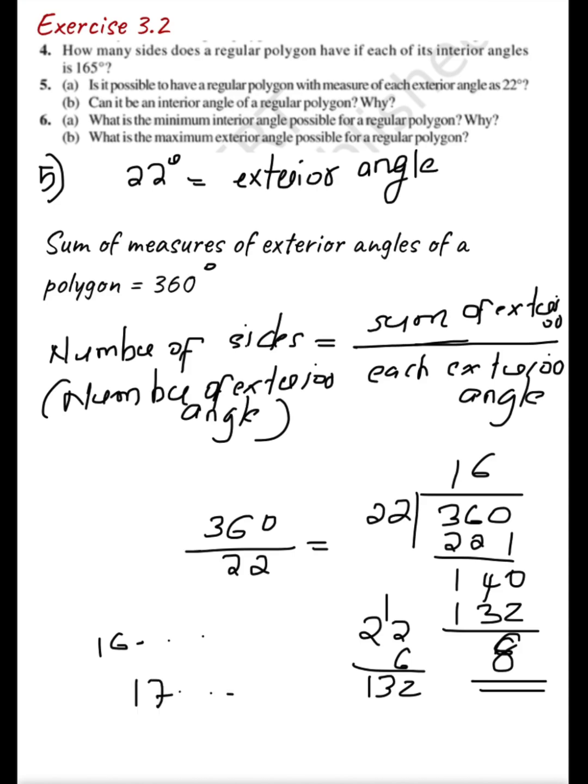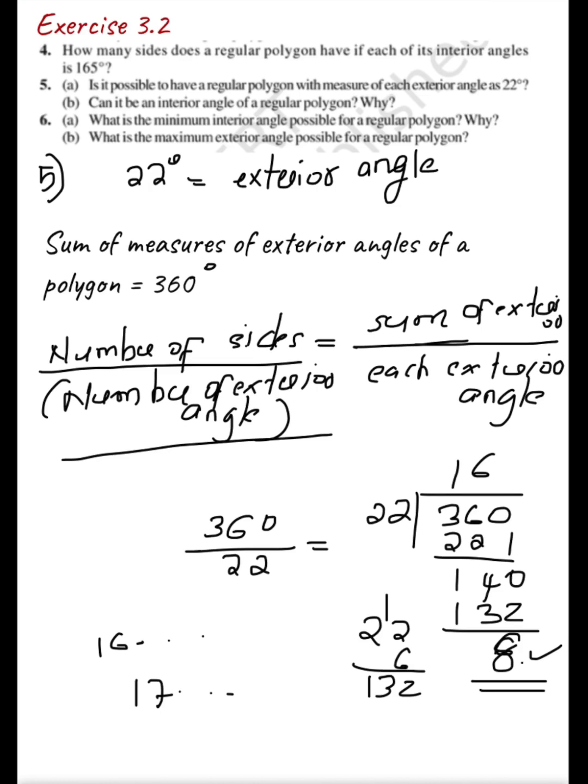Because it represents sum of exterior angle by each exterior angle, which means what? That answer should represent the number of sides of the polygon, or the number of exterior angles of the polygon. But here you can see that you are getting remainder as 8. That means if you further divide it, you will get some 16 point something. But that is not possible, since 360 by 22 represents the number of sides or number of exterior angles, and a number cannot be point something. A number here will always be a whole number.